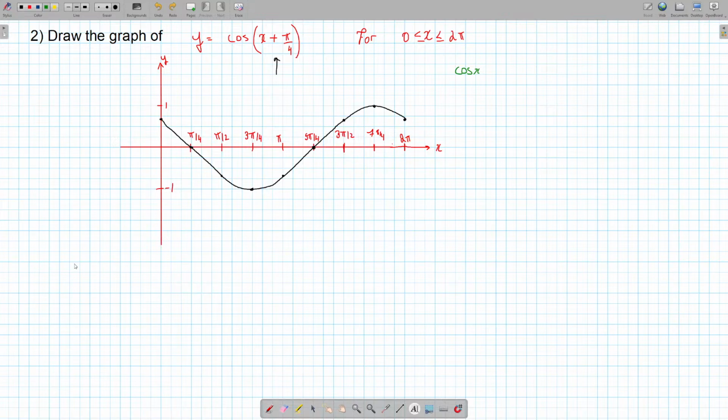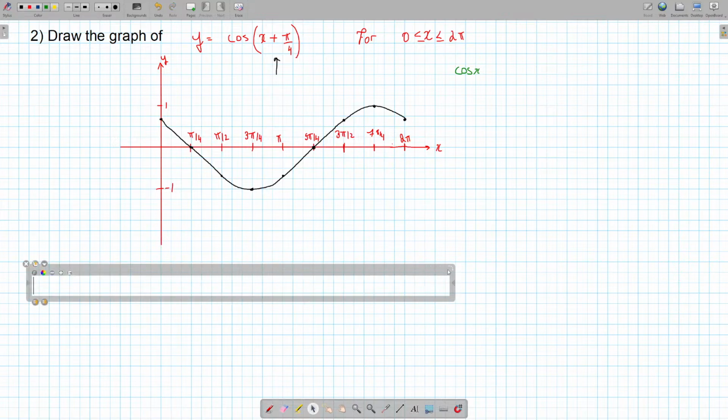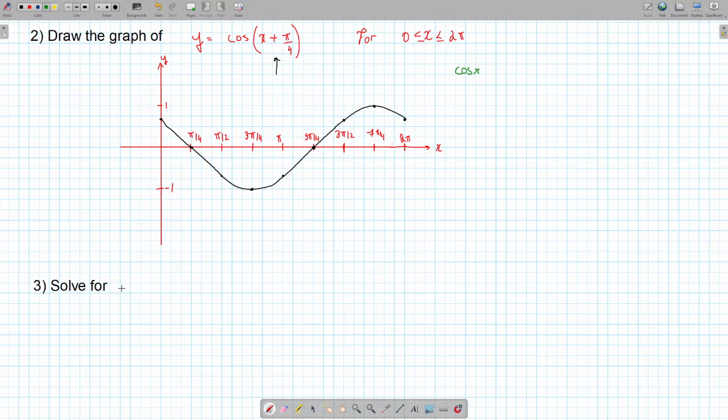Question 3. Solve for theta. Okay, and I'll just use the rest in my pen. Okay, solve for theta. I'll write it in red.